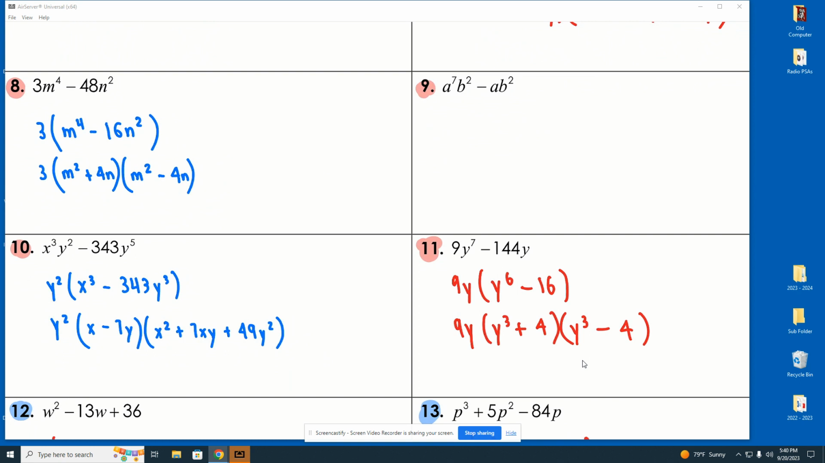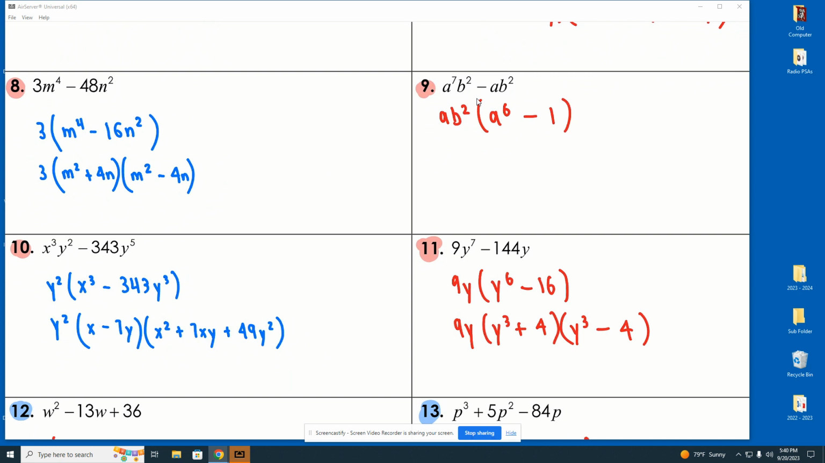Now, number 9, I saved this one for last. This is a crazy one. Some of you guys I know saw it yesterday. Look, there is a GCF. You can pull out an A, and you can pull out a B squared, which really doesn't leave me with much. It leaves me with A to the sixth minus 1.